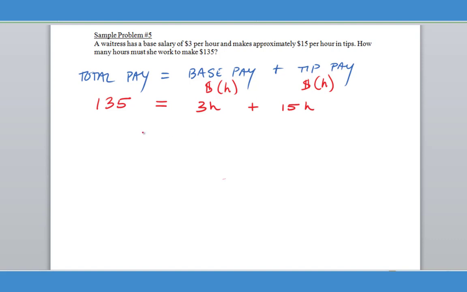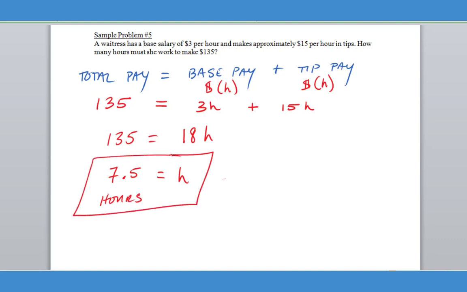So I have an equation here. First thing I need to do is to simplify the right side. So 3h and 15h gives me 18h, and then I would simply divide both sides by 18. Gives me h is roughly 7.5, and of course that's representing hours. So what it's basically telling me is at $3 an hour plus $15 in tips per hour, I need to work a 7.5 hour shift to make $135.